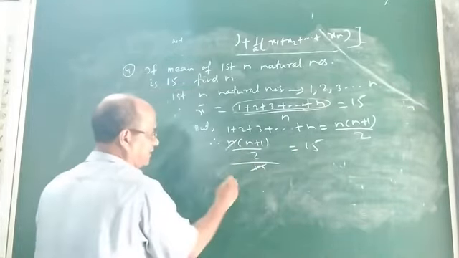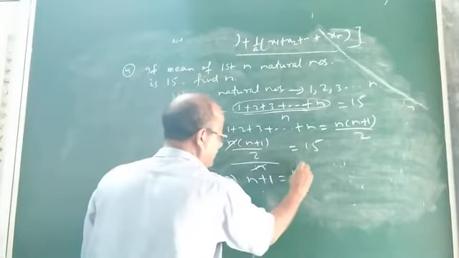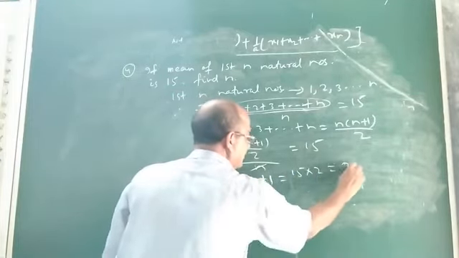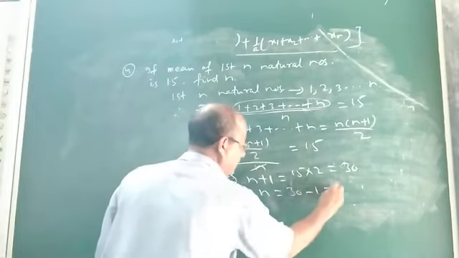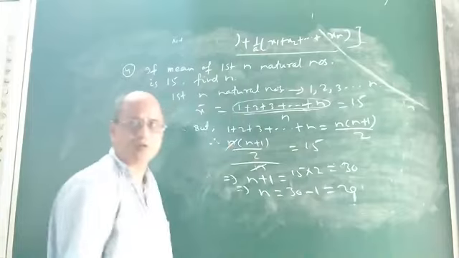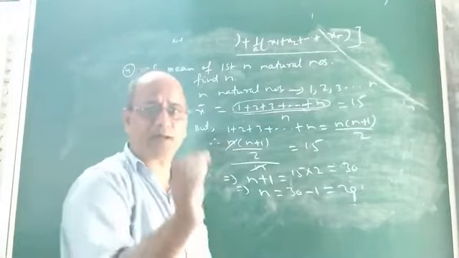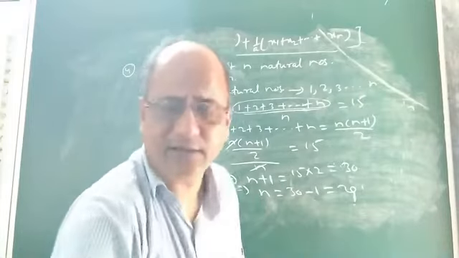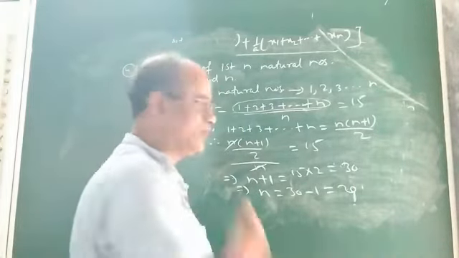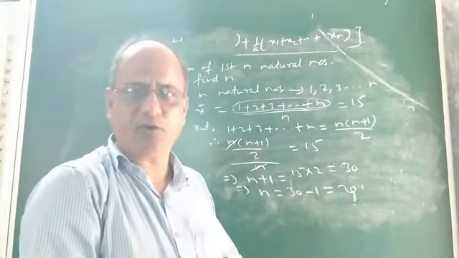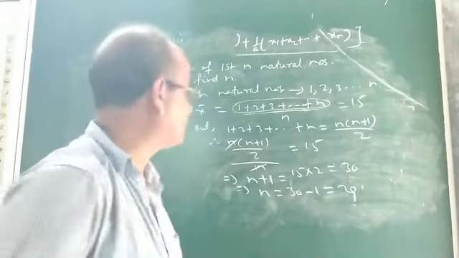Now n cancels. You see, so what will n plus 1 be? n plus 1 will be 15 into 2, that is 30. So n will be how much? n will be 30 minus 1. It is 29. So if the mean of the first n natural numbers is 15, then the value of n will be 29. Okay, children, I hope you understood how to solve it. Okay, now let us discuss another question.